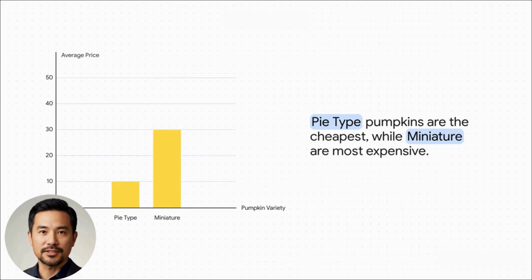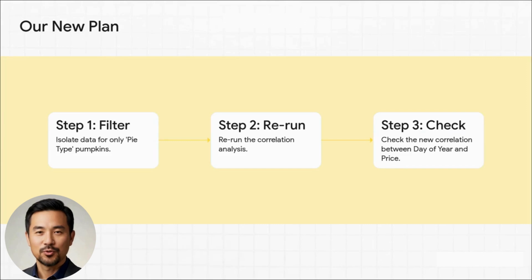And here it is. The proof is right here in this bar chart. It's showing the average price for different kinds of pumpkins, and it could not be clearer. Pie-type pumpkins are consistently cheaper, and miniature pumpkins are way more expensive. Our hunch about those clusters was spot on. So this gives us a totally new game plan. We can't just lump all the pumpkins together. That was our mistake. It was just muddying the waters.